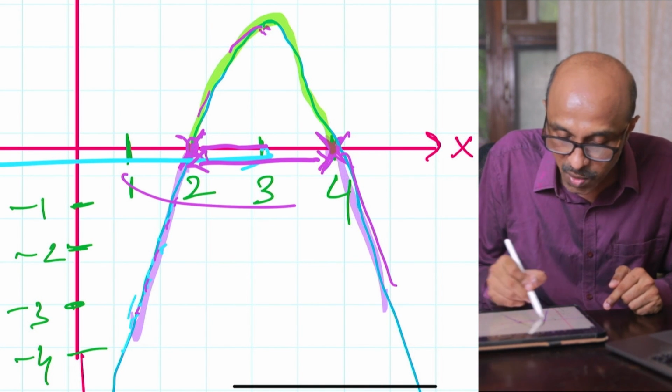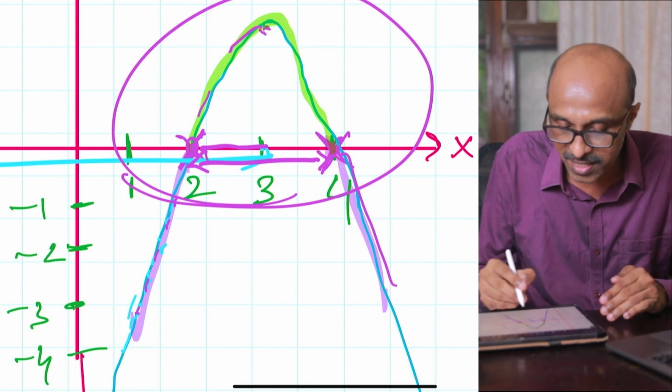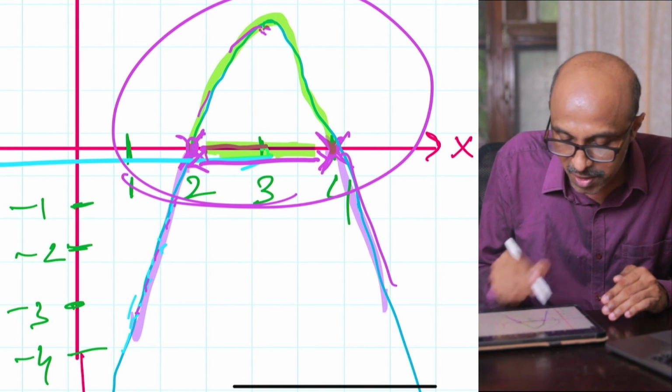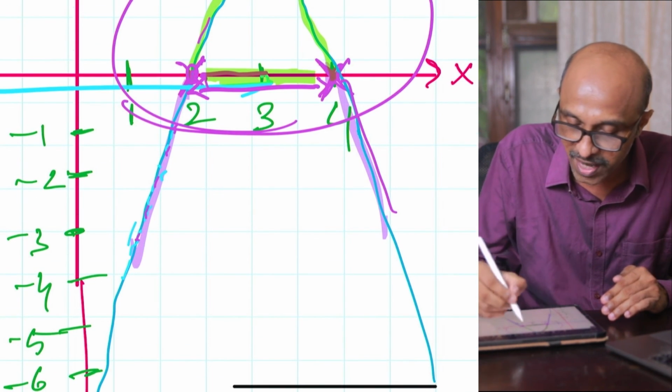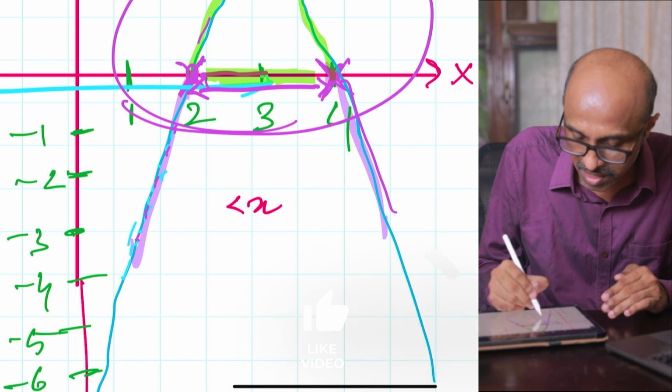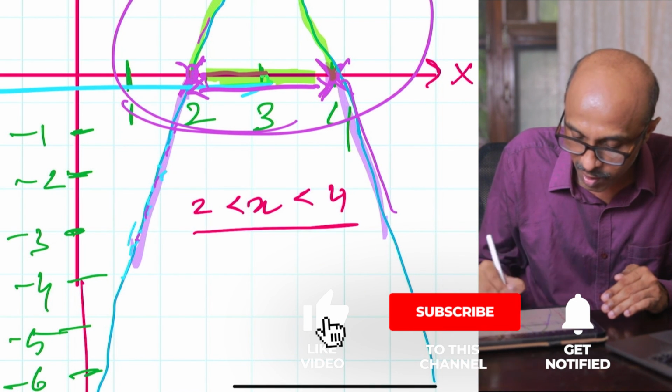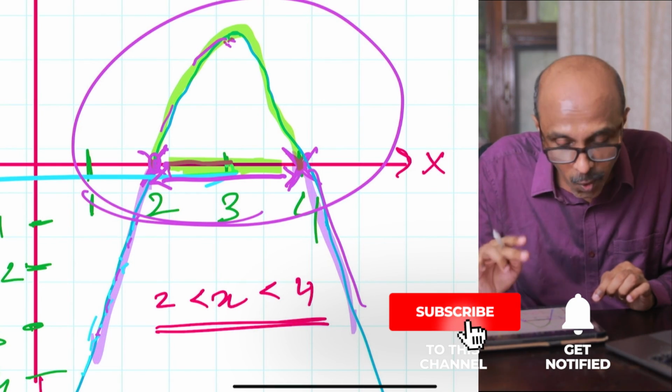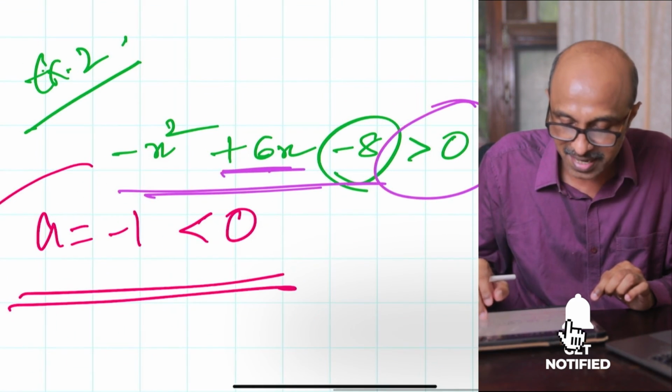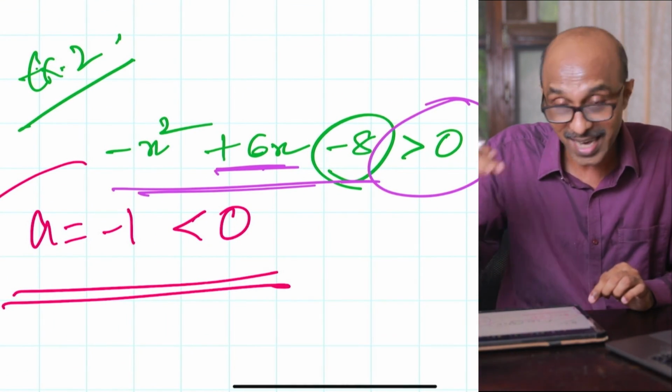So to answer the question, when is the graph above the x-axis? Well, that's for these values only, the values of x being greater than 2 and less than 4. So for those values of x alone, this quadratic is going to be above the x-axis.